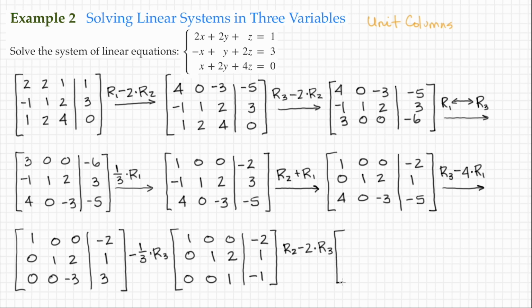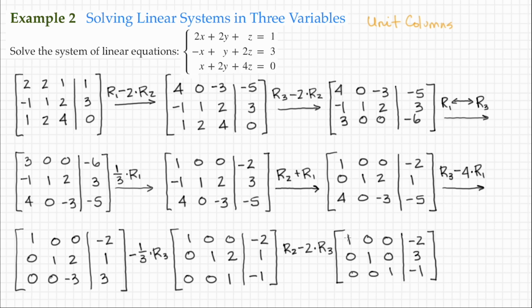One times 2 is 2. 2 minus 2 is 0. So we have 0, 1, 0. Bring down our vertical line. Negative 1 times 2 is negative 2. 1 minus negative 2 is the same as 1 plus 2. So this becomes 3. And we close off our bracket. Fill in the rest. We have 1, 0, 0, negative 2, and 0, 0, 1, negative 1.